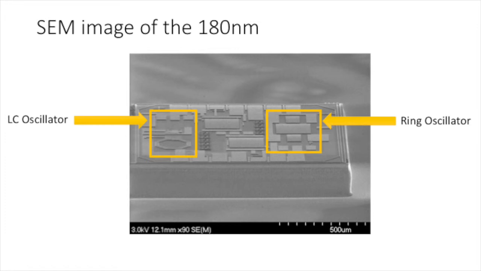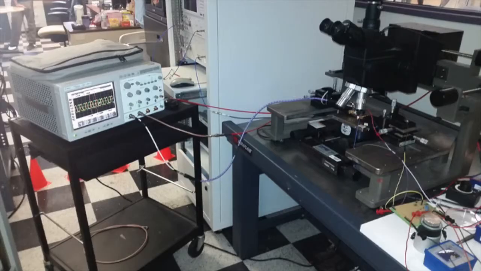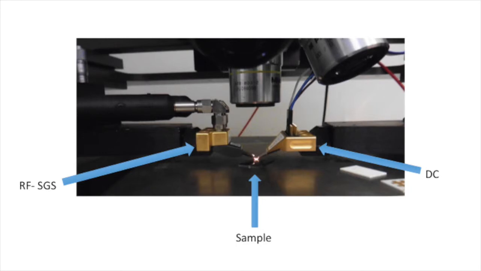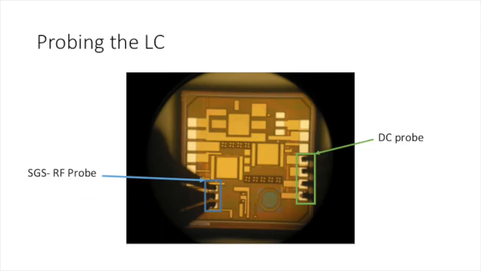For this, we assembled a testing setup. The setup consists of a probing station, two power supplies, an oscilloscope, and a spectrum analyzer. The probing station includes two types of probes: the DC iPass probe for biasing, and the RF GSG, ground-signal-ground, for the output of the ring oscillator, and the SGS, signal-ground-signal, for the differential output of the LC. Now let's probe the LC oscillator.